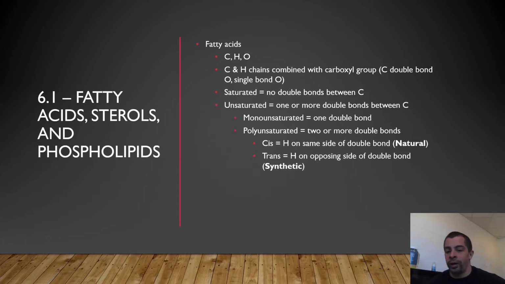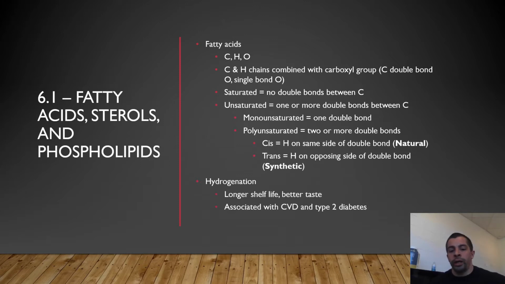What's that fat that we are told we should never have, right? That's your trans fat. So trans fat is where your hydrogens are on opposing ends of the double bonds between carbon. Cis is where the hydrogens are on the same side of the double bonds. The cis is a naturally formed compound. Trans fats are synthetic. They are not naturally found. We create them, right?